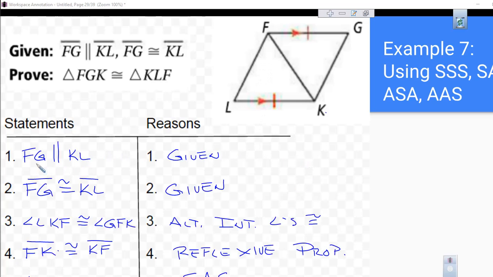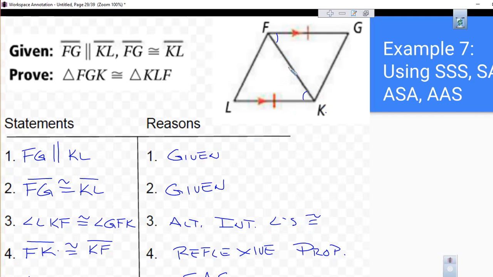All right, so we got FG is parallel to KL, which is given, and FG is congruent to KL, which is given. So they're marked here, arrows marked parallel, the line segments marked that they are congruent. So the next thing we did is we recognized that if we have parallel lines, we have a pair of alternate interior angles, which means that this angle right here is going to be congruent to this angle down here because it's created from the parallel line and the transversal. So we say angle LKF is congruent to GFK. And it's by alternate interior angles are congruent.